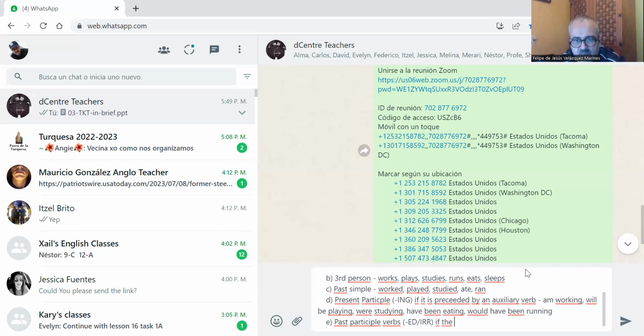So they are verbs if they are preceded by an auxiliary verb.